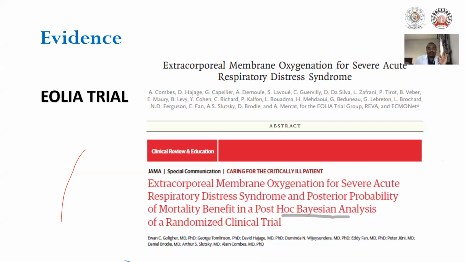The EOLIA trial, which is the most popular one and the recent one, published in 2018 in the New England Journal, showed no significant benefit of early ECMO. So you cannot think that before you go into a severe stage, you think about putting on an ECMO, as compared with the strategy of conventional mechanical ventilation. The frequency of complications also did not differ significantly between the groups in this trial.